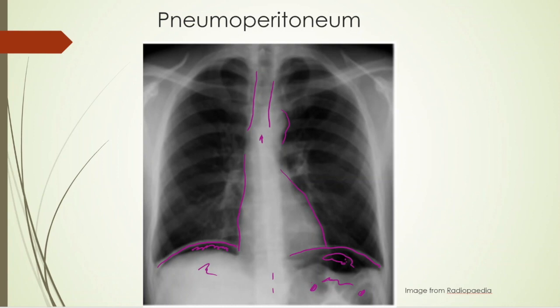E for everything else. This film looks like it's a little over-penetrated, and the vascular markings are not easily seen, but you can see them. Don't make the mistake of looking at an over-penetrated film where you see a lot of black and thinking it's a pneumothorax. You can pick out lung markings still that go all the way out.